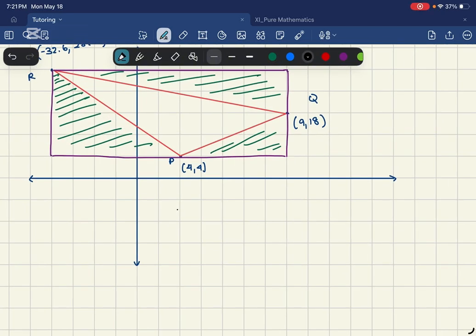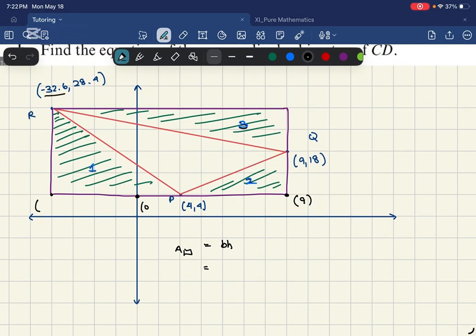So first of all, let's find the area of the rectangle. We'll call this triangle 1, this 2, and this 3. Okay, so the area of the rectangle is just base times height. So what is the base? Well, starting from 0, this point is x equals 0, right? When you go to here, you get to x equals 9. When you go to here, you are at x equals negative 32.6. I hope that is clear.